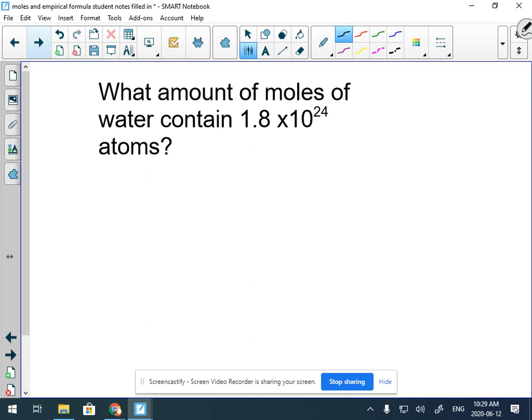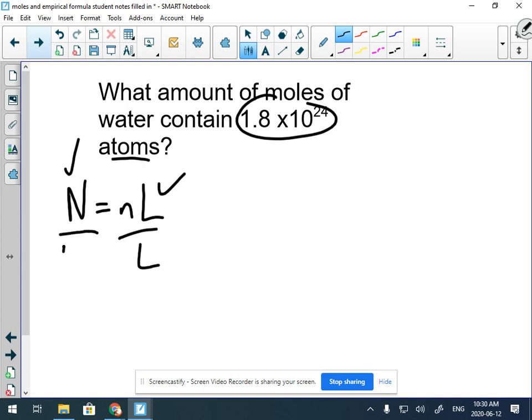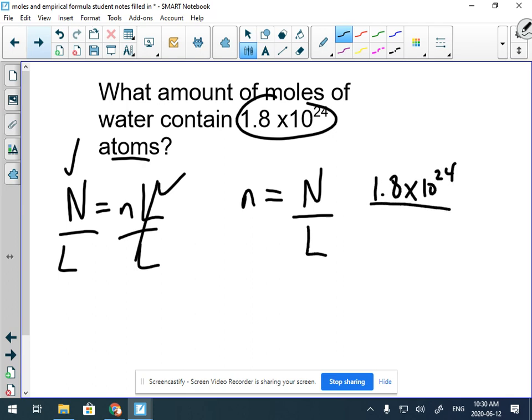So here's the first question. What amount of moles of water contain this many atoms? All right, let's write out the formula. N is equal to little n times L. All right, what do we got here? It's giving us atoms. We always know Avogadro is constant, so we're just going to solve for number of moles. So let's divide both sides by L. n is equal to big N over L, and we've got 1.8 times 10 to the 24th over 6.02 times 10 to the 23rd.